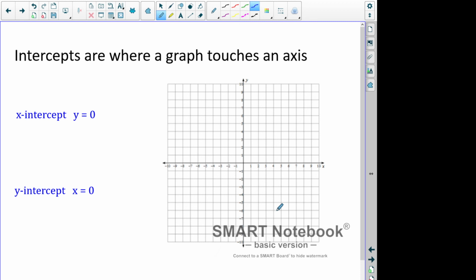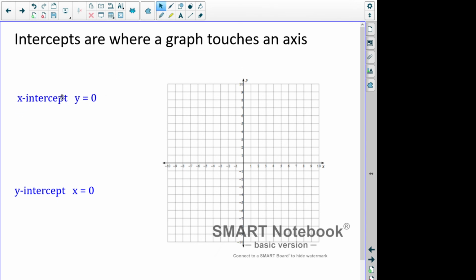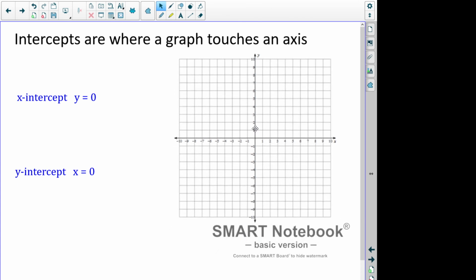So let's talk a little bit about intercepts. The word intercept just simply means when things meet, or where they cross or where they come together, right? And so when we talk about intercepts, that's what we're talking about. We're talking about where graphs cross certain things. So we can talk about where two lines intersect each other or intercept each other. But in this case, we're talking about where they intercept the axes.